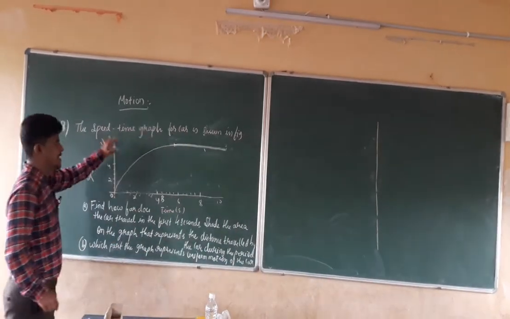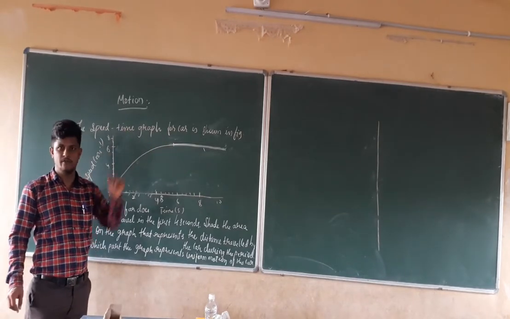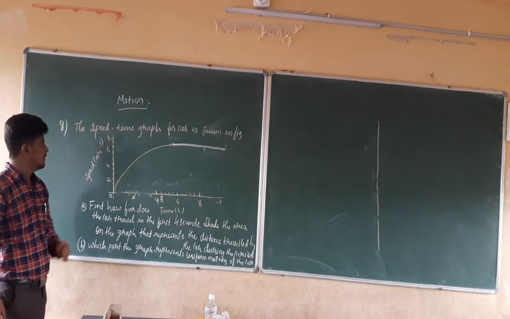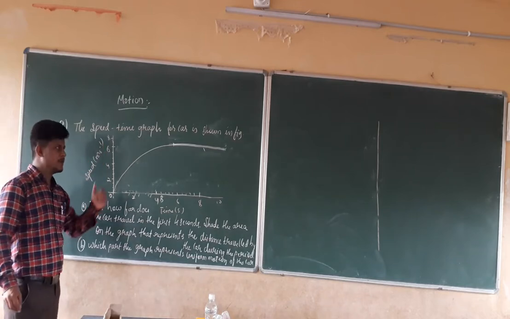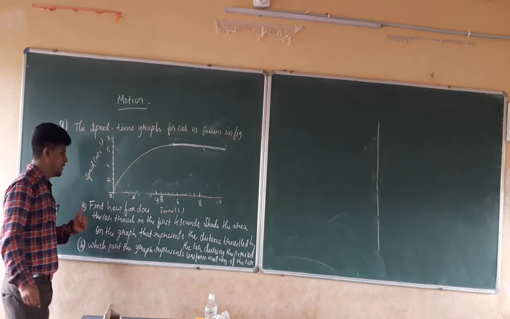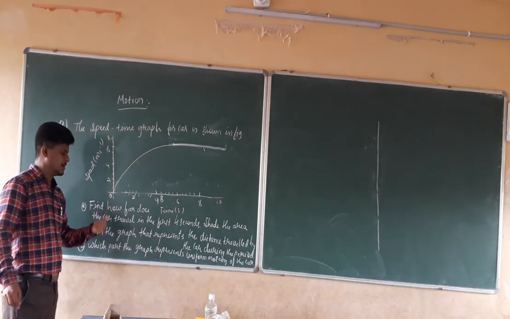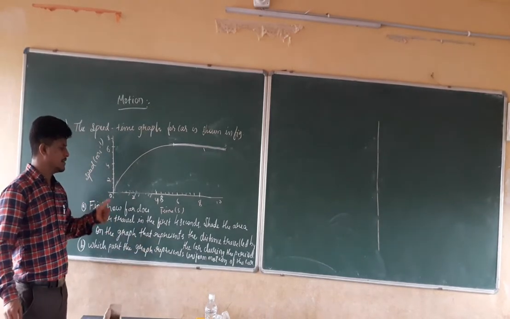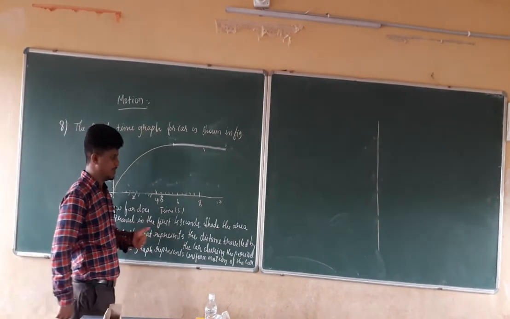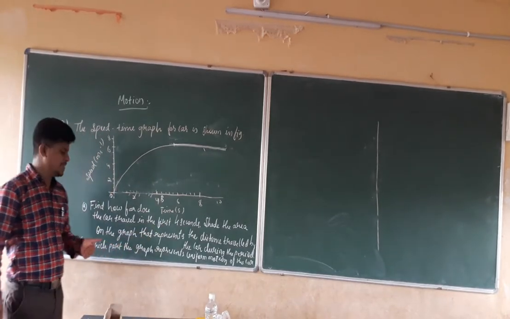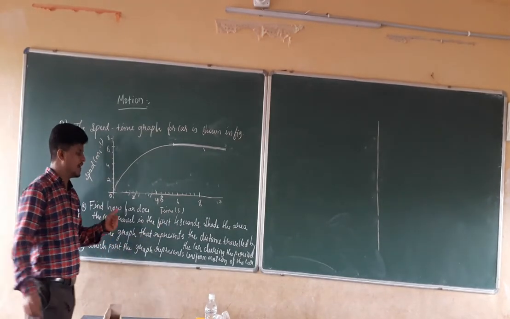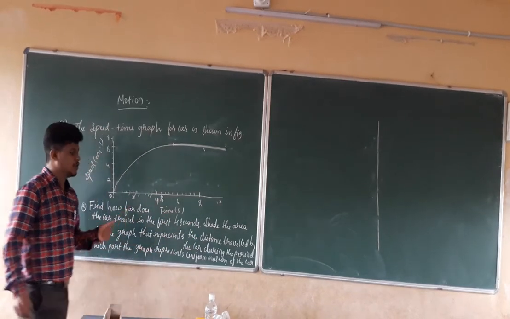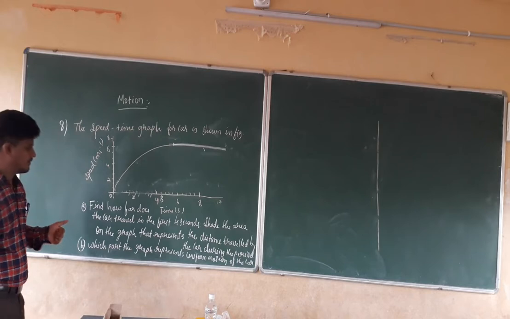The speed and time graph for a car is shown in the figure. What do we have to find out from this graph? We have to find how far the car travels in the first 4 seconds, and we also have to shade the area on the graph that represents the distance traveled by the car during the period.